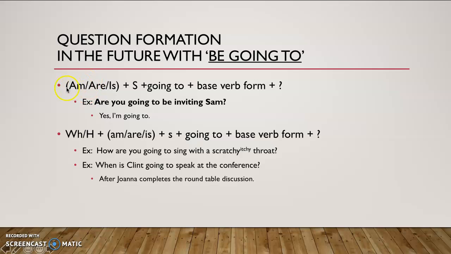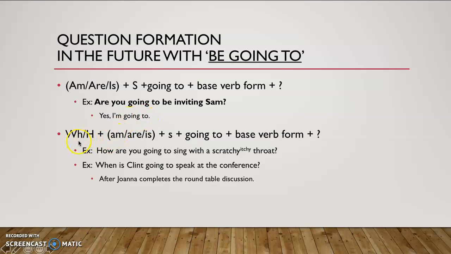Question formation with yes or no questions. Be going to, you start with the be verb conjugation in the simple present, followed by the subject, then going to, then the base verb form. Example, are you going to be inviting Sam? Yes, I will. Yes, I'm going to.